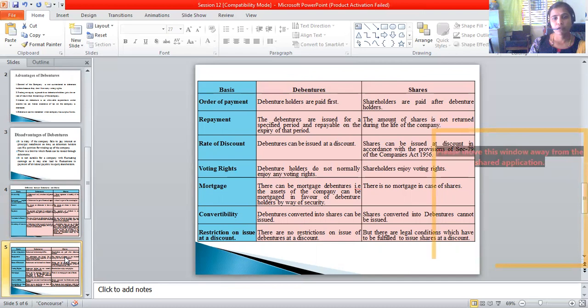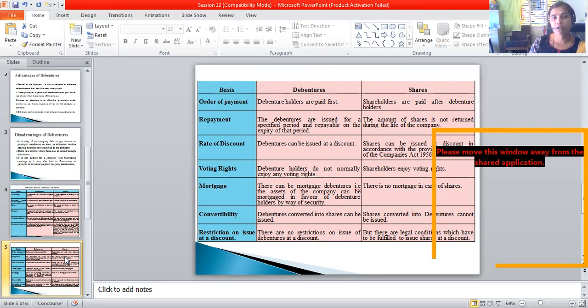Going by the next point of difference between debentures and shares, order of payment. Debentures are the preferential creditors. Among them, debentures are above equity shareholders. So equity shareholders will be paid after the debenture holders have been paid. The repayment: in case of redeemable debentures, it will be repaid after a specified period of time, or in case of irredeemable debentures, it will be paid at the end during the liquidation of the company. Repayment is not at all possible in case of equity shareholders. They will be paid only during the liquidation.